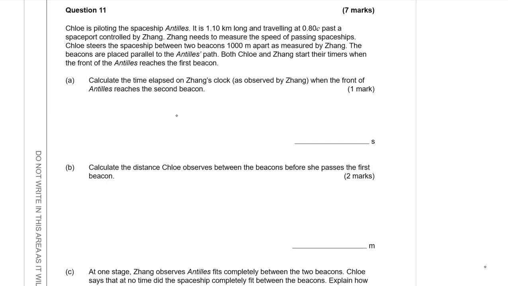So that's a simple calculation: time is distance over velocity. The distance is 1,000 meters because that is the distance measured by Zhang, and the velocity is 0.8 times 3 times 10 to the 8. What you should get is 4.17 times 10 to the negative 6 seconds. And that's only worth 1 mark, which is a bit harsh, but there you go.